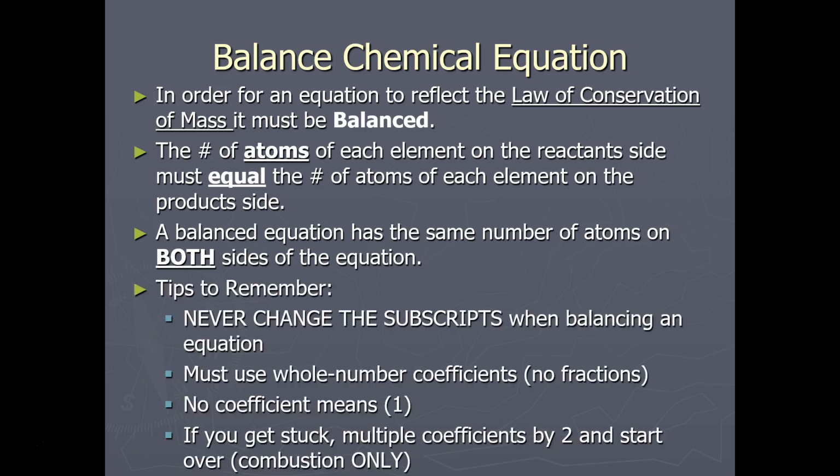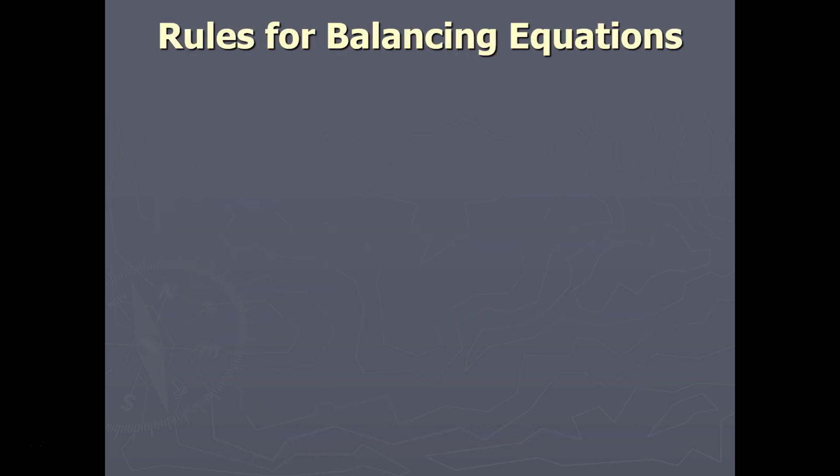Some tips to remember when balancing chemical equations: you never change the subscripts. You can only use whole number coefficients. You can't tell me 1/2 or something like that. If you don't see a coefficient in front, that means there's a secret one in there. And if you get stuck, try multiplying your first coefficient by 2 and start over. This is only for combustion reactions. We'll be getting to those later, but those are the trickiest ones to balance. So we're going to be doing those last, but something to think about.